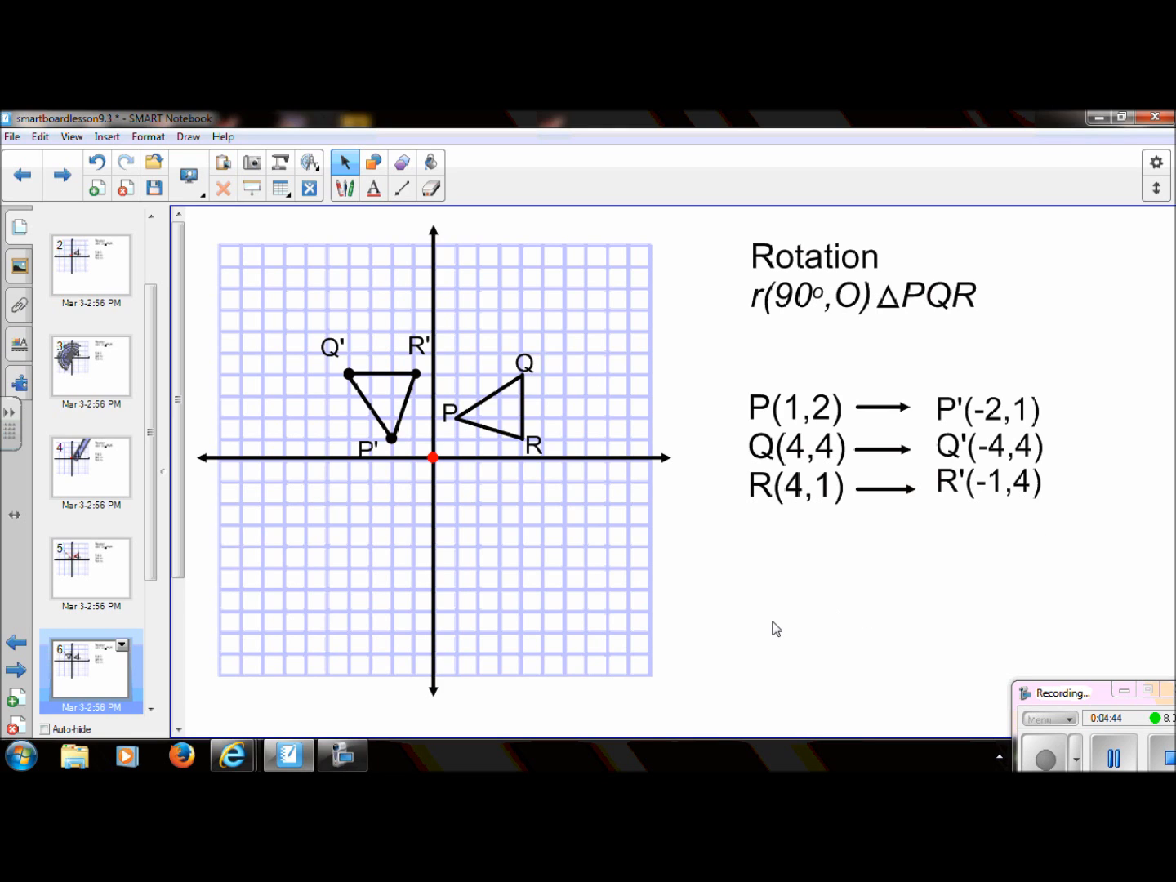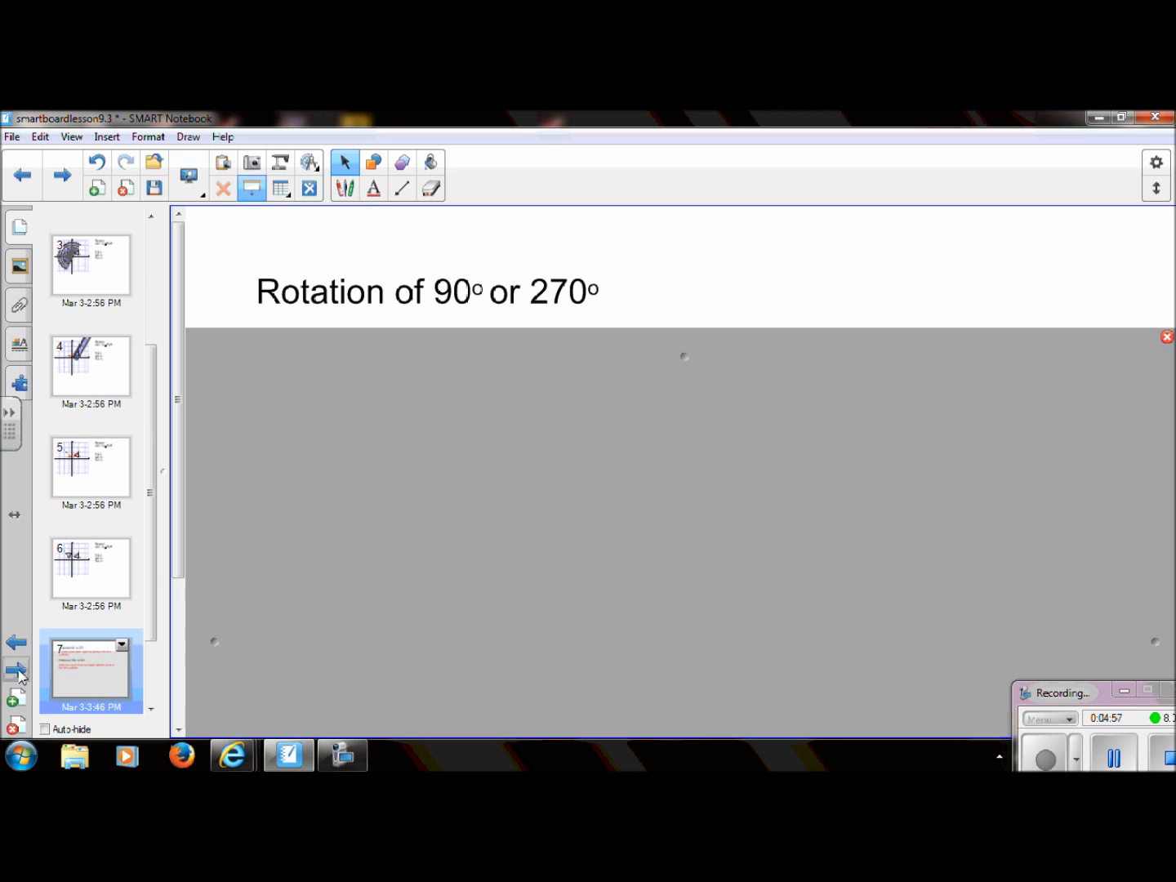So you can go through all that work and get out your protractor, get out your ruler, and it literally would take you about 10 minutes to do one. Or you can memorize these little rules that will help you when you're doing a rotation, because out of the reflection, the translation, the rotation, these are the most challenging.